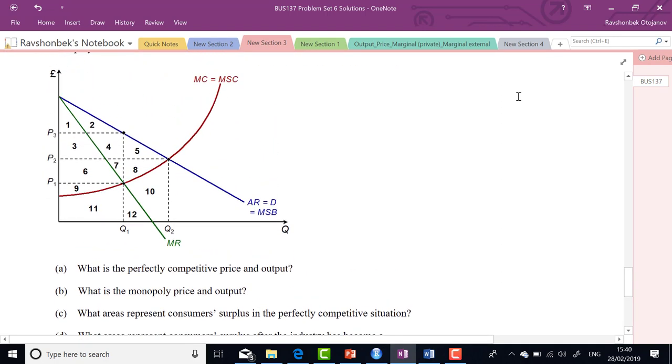C, so who wants to answer this now before we go ahead? Brave boys and girls, quickly. What area represents consumer surplus in the perfectly competitive situation? Any brave hearts? Do you remember the concept of consumer surplus? This is an exam topic, keep that in mind. This is from your first week. Yes, sorry, say it again? For C. We've done B already. So what areas represent consumer surplus in the perfectly competitive situation?